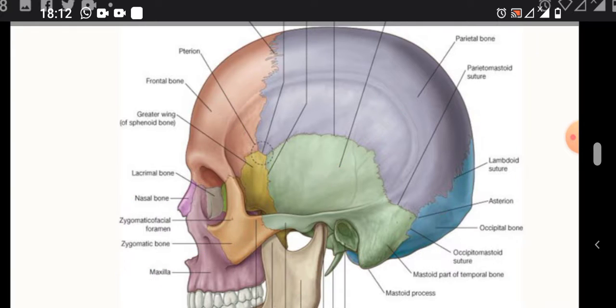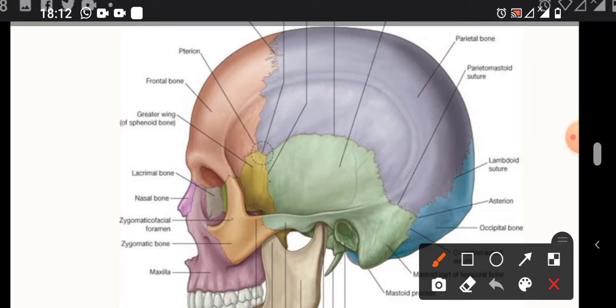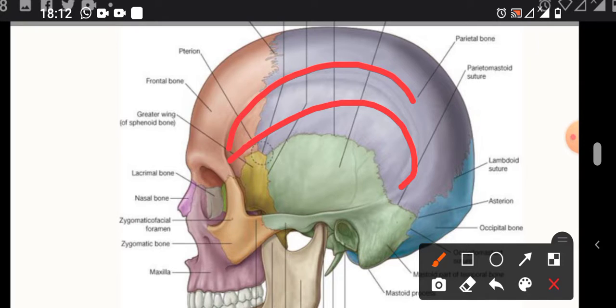So let's discuss the features we can see in the lateral view of the skull. The first feature we are going to discuss is the temporal line. There are two temporal lines, one superior and one inferior temporal line. Basically, the inferior temporal line, when it goes backward, turns medially and forward and becomes continuous with the supramastoid crest.